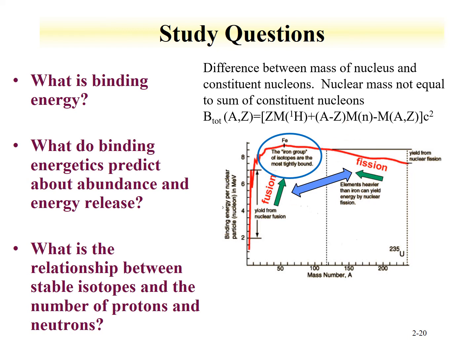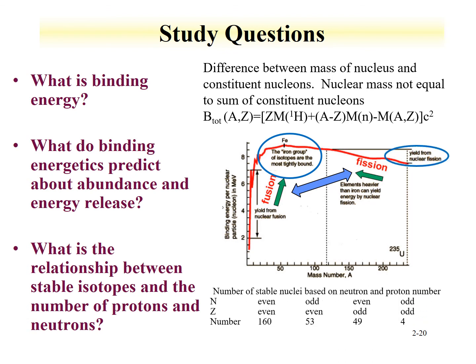Another question could be the relationship between stable isotopes and the number of neutrons and protons. Well, we discussed that of the stable isotopes, over half of them are even-even. About an equal number are even-odd and odd-even. And there are only 4 stable isotopes with an odd number of neutrons and an odd number of protons. So even nuclei tend to be the most stable.